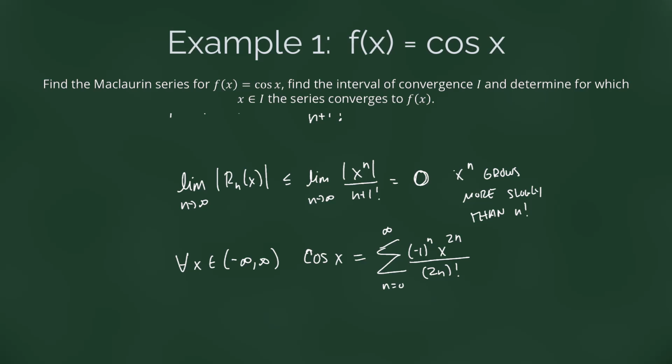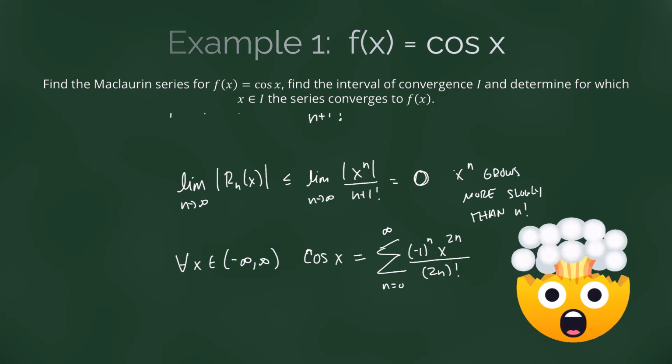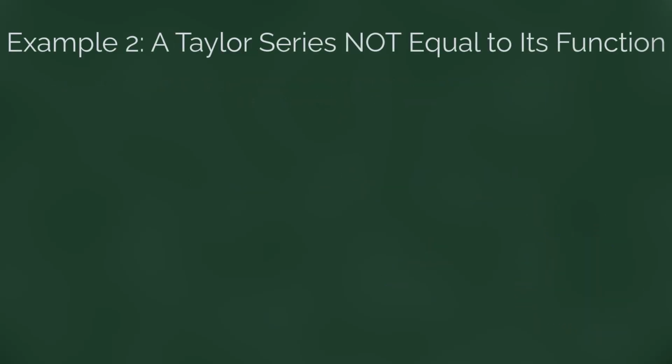So we have found a way to express the cosine of any angle that we want in terms of a polynomial. It's going to be the case that most of the Taylor and Maclaurin series that we work with are exactly equal to their functions over their entire interval of convergence. This is exactly what makes them useful for us.